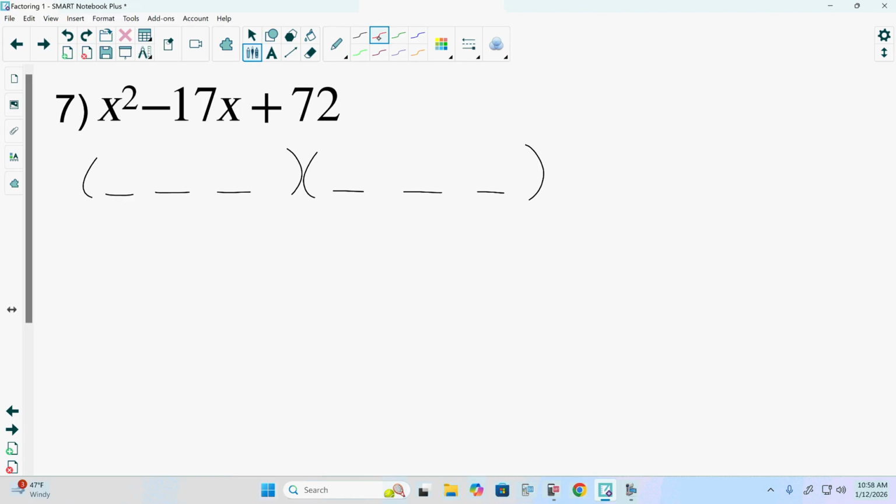If the third term is positive, the signs are the same and match the sign of the middle term. If the third term is negative, the signs are opposite. Well, here our third term sign is positive. So the signs are the same, and they're going to match that sign of the middle term. So they have to be negative and negative. Questions?